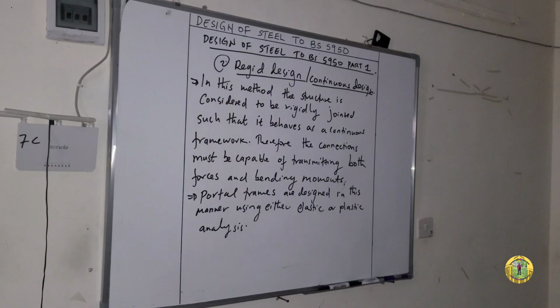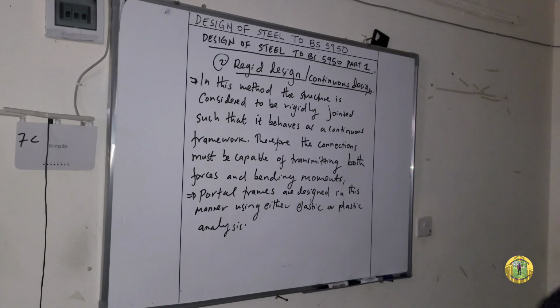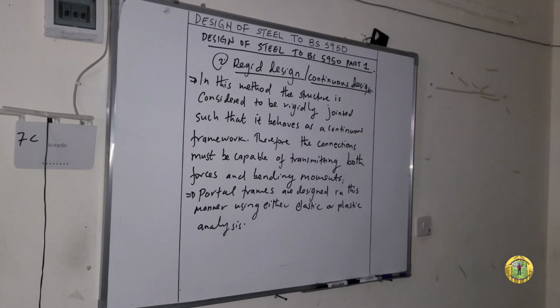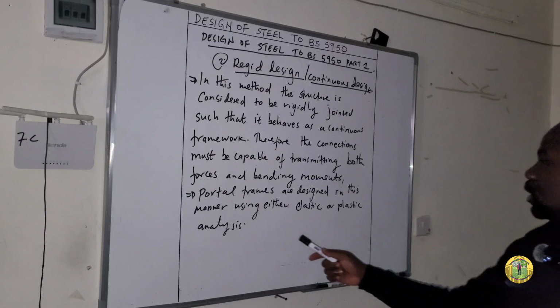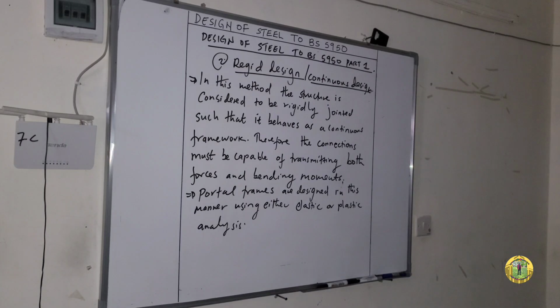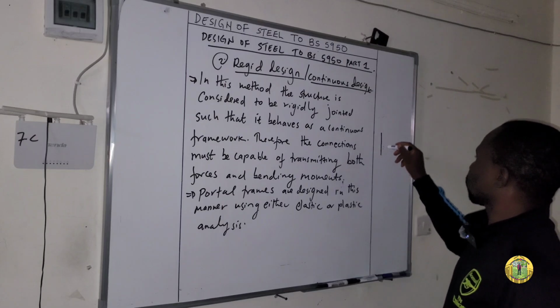So number 2, we talk about rigid design stroke continuous design. In this method, the structure is considered to be rigidly jointed such that it behaves as a continuous framework. Therefore, the connections must be capable of transmitting both forces and bending moments. Portal frames are designed in this manner using either elastic or plastic analysis. So this is an example of a portal frame.